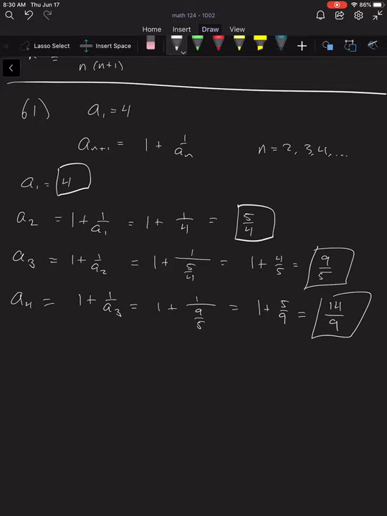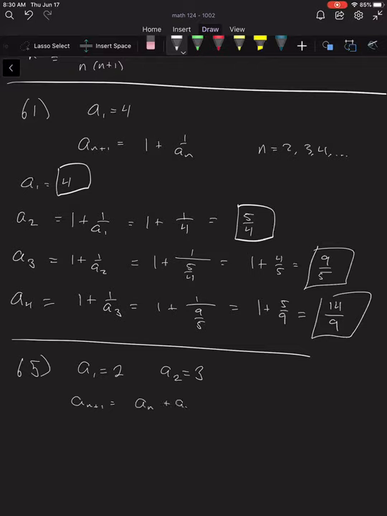Let's do one more like that. How about 65? So we have A1 is 2, and then we have A2 is 3, and we have A(N+1) is AN plus A(N-1), and now we're going to start this one at 3, 4, 5, and so on.